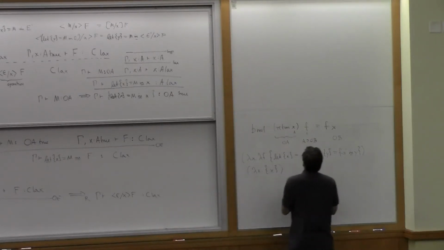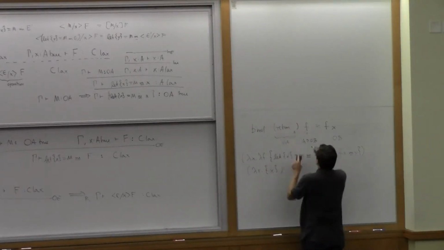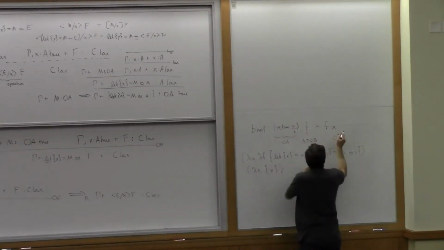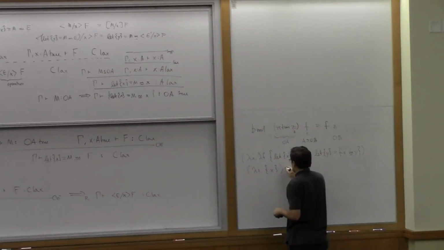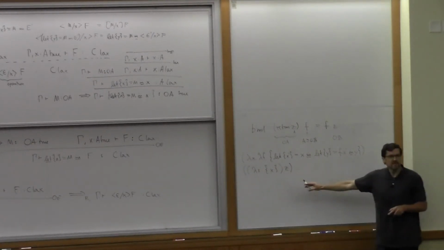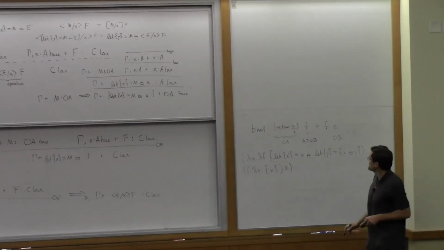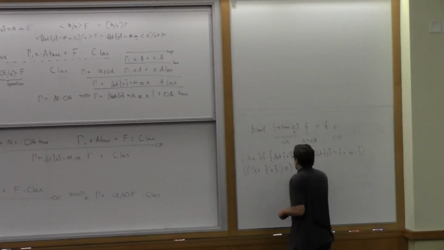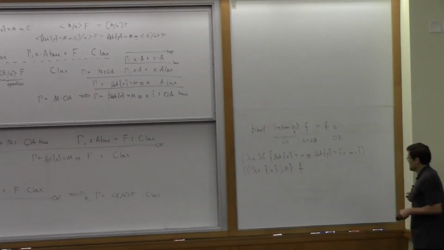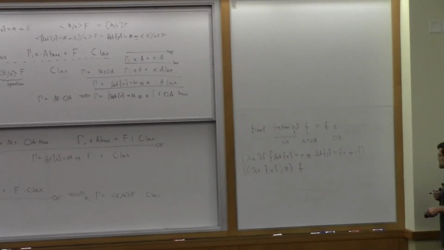Maybe I should call this something else. How about z? And so then this is applied to z, right? That's the first argument, return applied to z. Okay, and what's the second argument? Well, that's just f. Okay, so let's see if you can calculate.